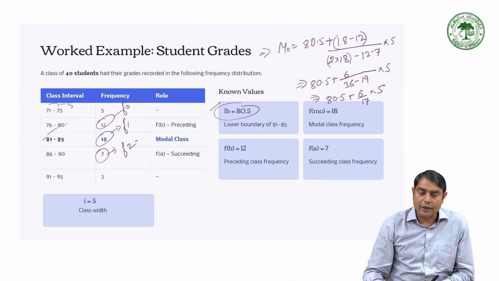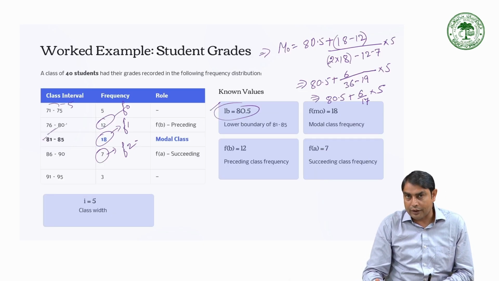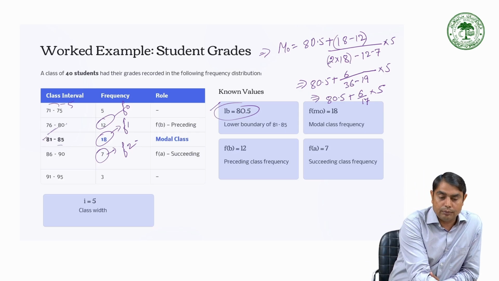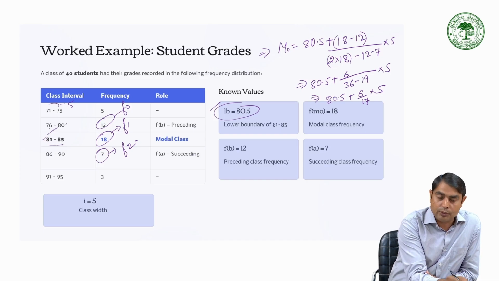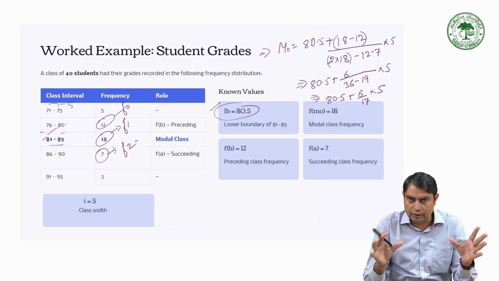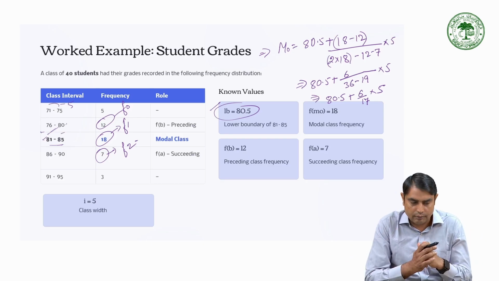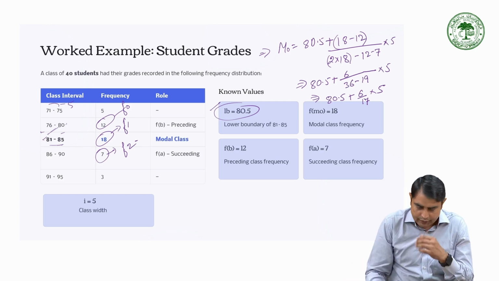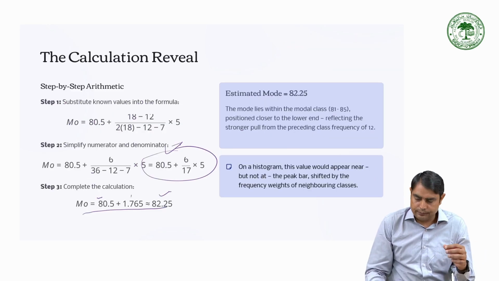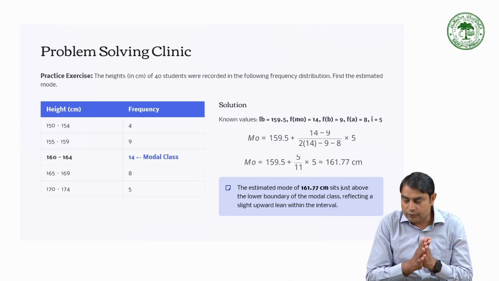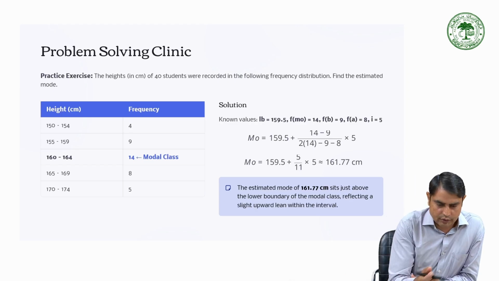So always remember that your approximate, interpolated value should lie in the range of 81 to 85. It should be higher than or equal to 81 and lower than or equal to 85. So this is how we calculate the mode using grouped data values or ranges. You can try one more question for better clarity. So this is the question given to you.